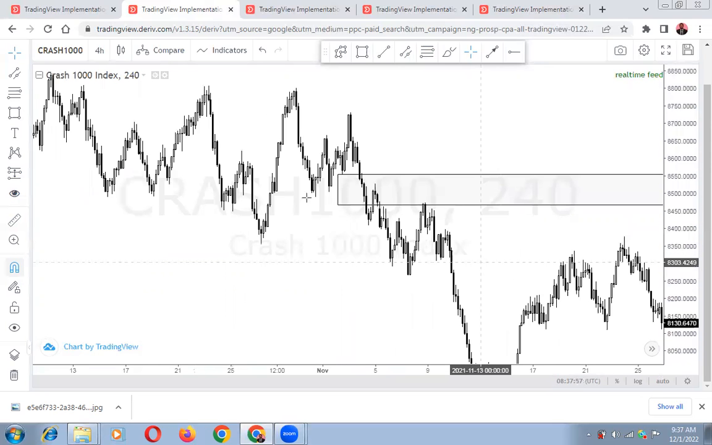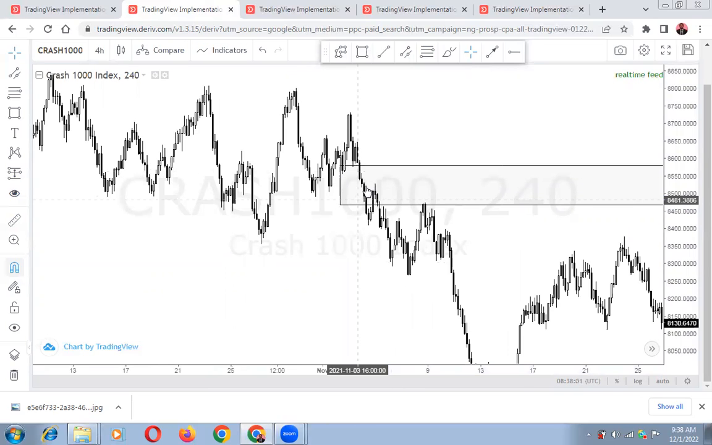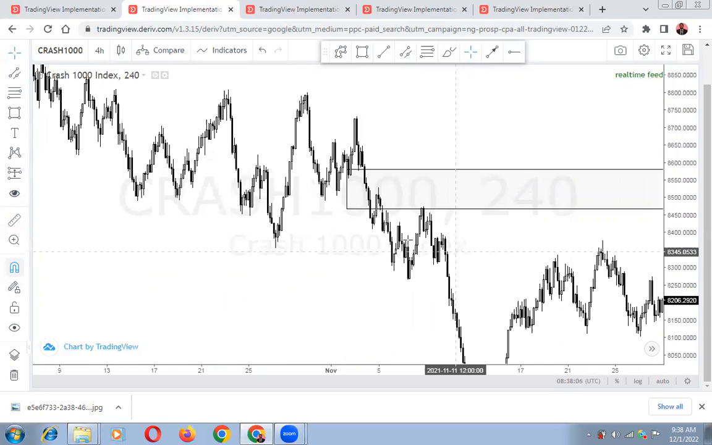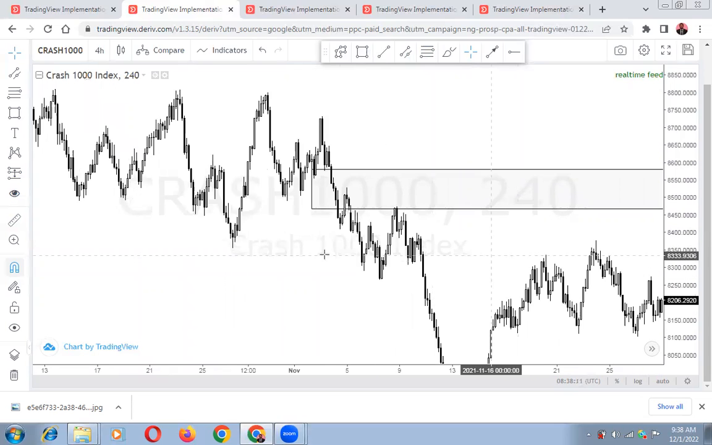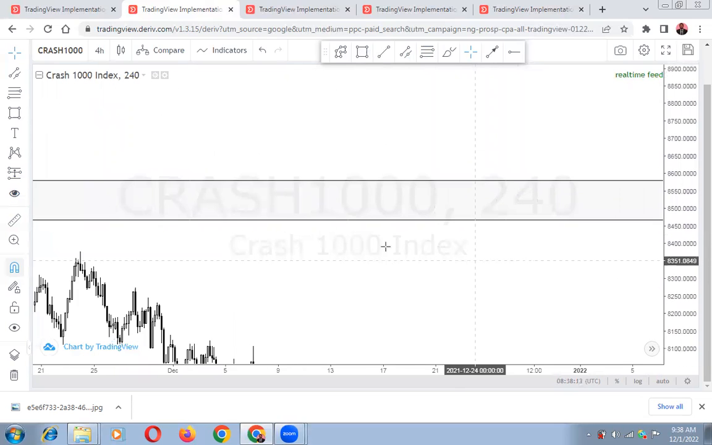Okay, that was the structural point, and I think this was the imbalance that price traded into. You can see this was a structural point. Price came into that imbalance.